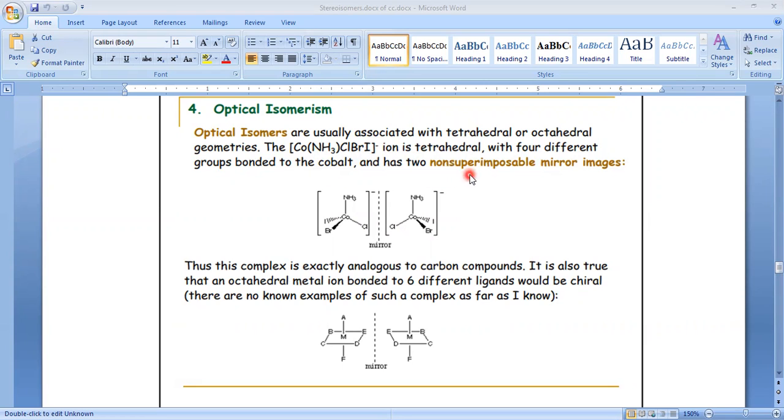So it has two non-superimposable mirror images. So we have only one optical isomer type in tetrahedral compounds.